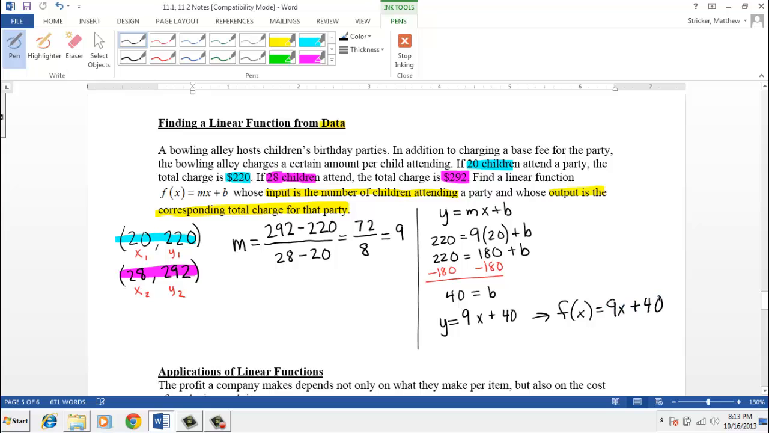Now they said they wanted it in that form, but it might make more sense even if they didn't tell us to put it in that form. It might make more sense to write something like the cost in terms of the number of children, n, is equal to 9n plus 40. It doesn't always have to use f of x. We could use any variables we want. But that's how you would come up with a linear function from the data. And you're going to need to be able to do this on the homework and in the next test.